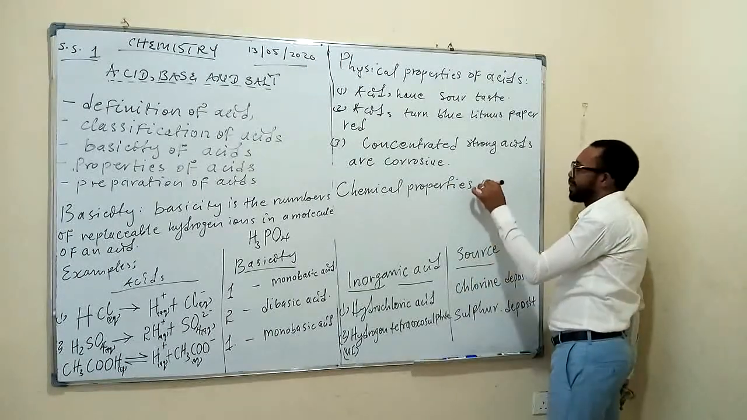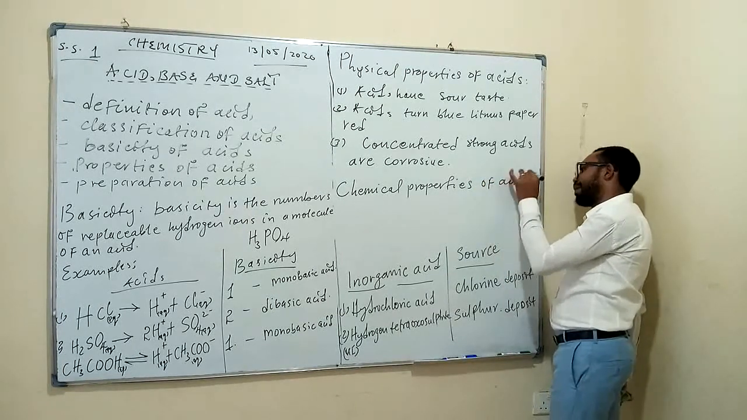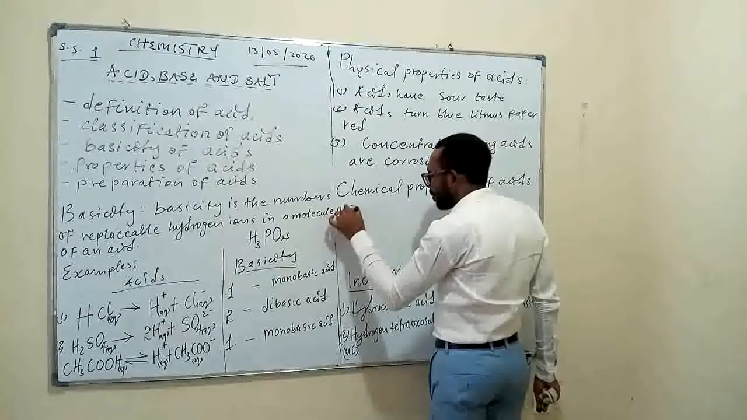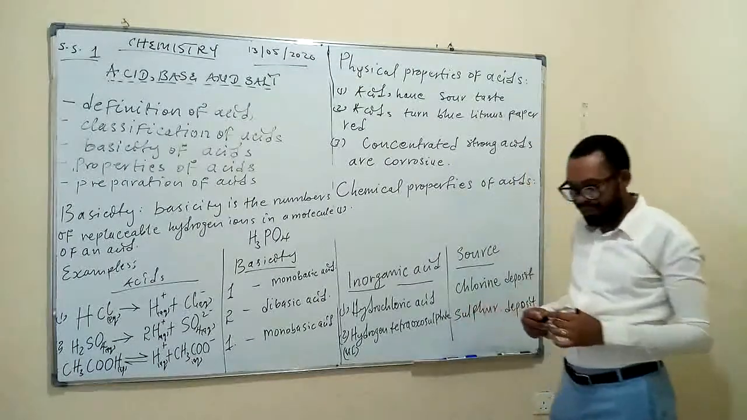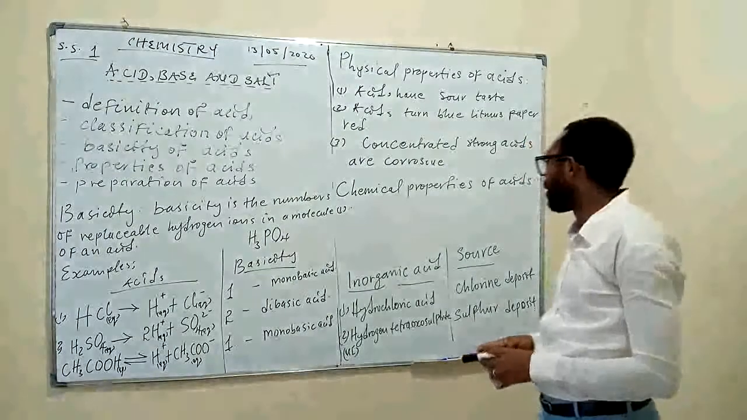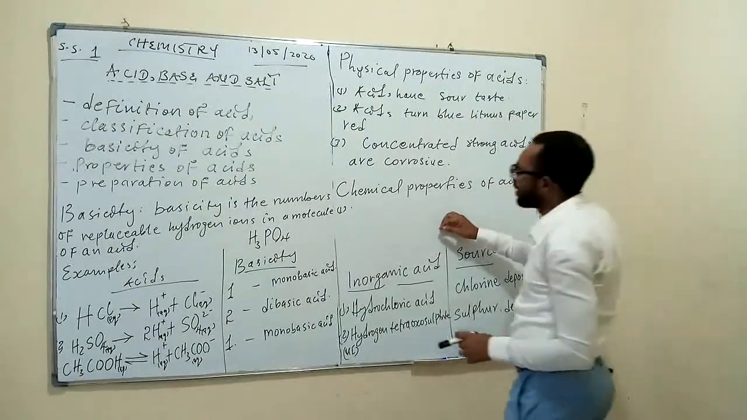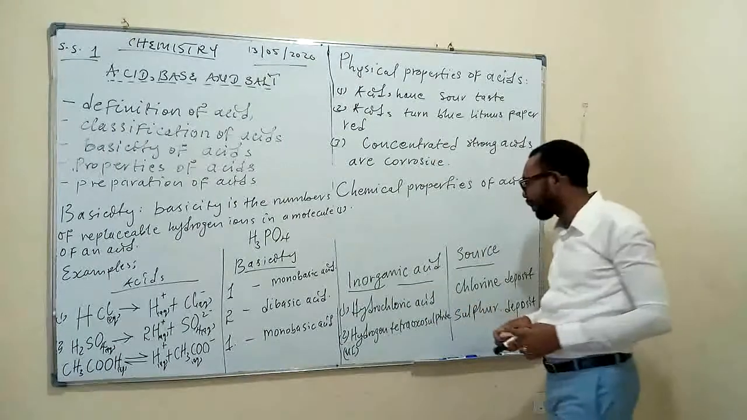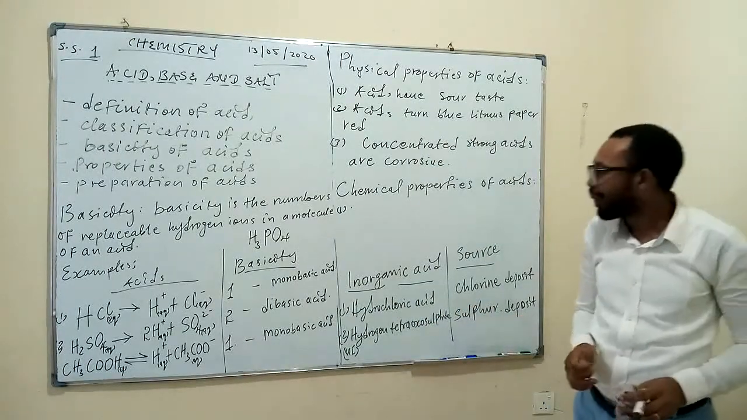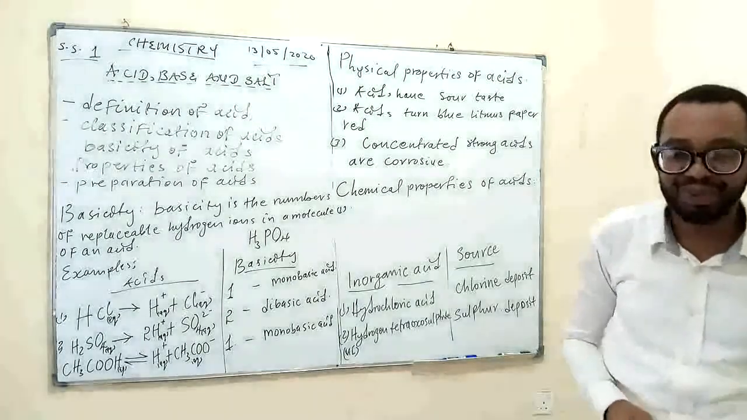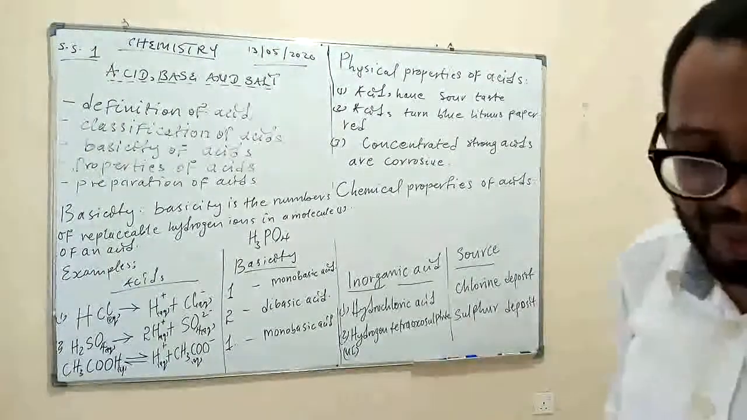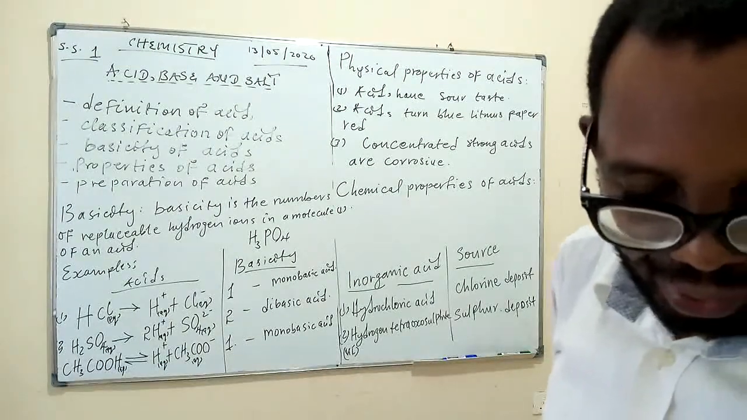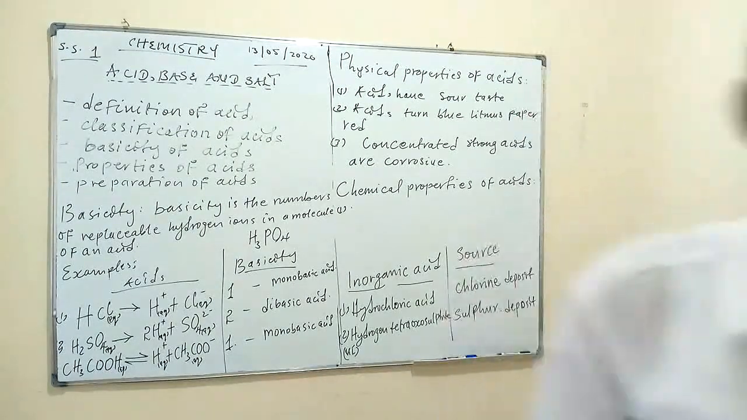Chemical properties of acids. 1. The first chemical property of an acid we'll look at is what I call neutralization reaction. It's a chemical property of an acid. Neutralization reaction is a chemical property of an acid.